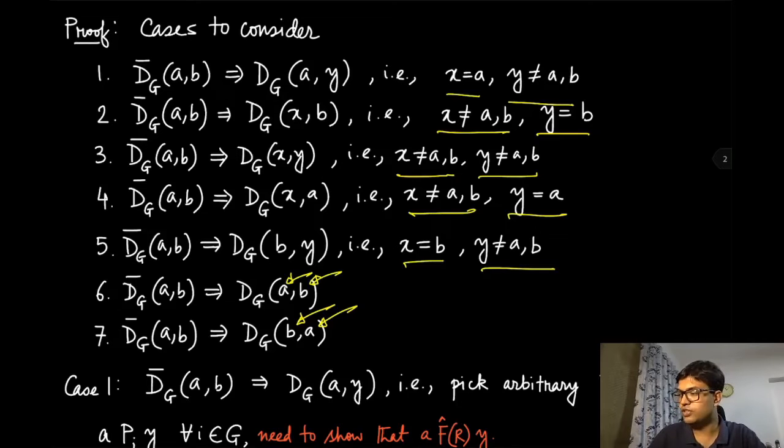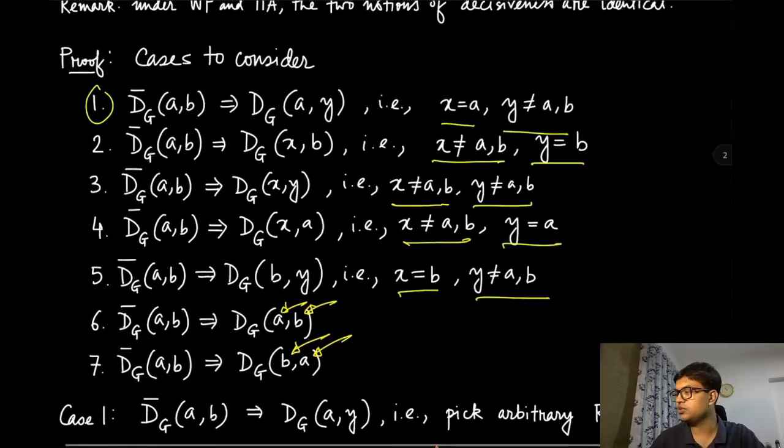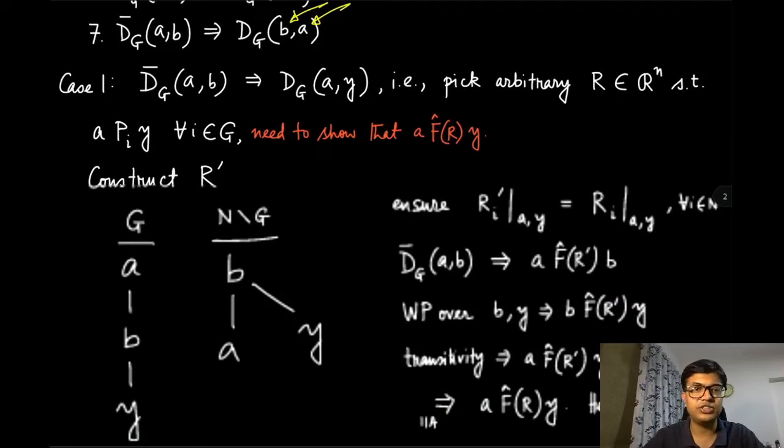All right, so let us now focus on case 1, where we are supposed to prove that if this set G is almost decisive over A and B, then it should be decisive over A and Y, where Y is not equal to A or B. Now, how? Let me tell you the general strategy. We are going to pick some arbitrary R. We'll have to show that this is decisive. That means we'll have to show it for all arbitrary R on which the if condition holds. So remember the definition of decisiveness, the if condition of that decisive part.